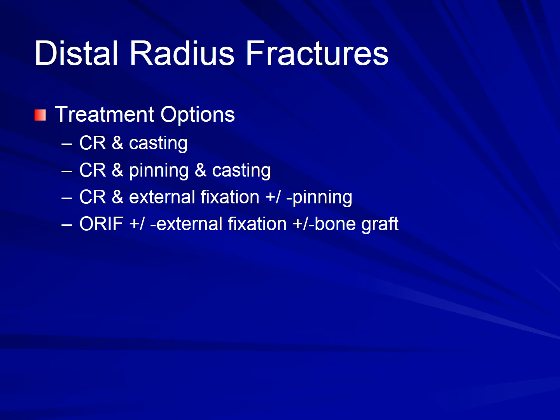As regards the management or treatment of the distal radial fracture, the treatment options include closed reduction and casting, closed reduction, pinning and casting, closed reduction and external fixation with or without pinning, and open reduction and internal fixation with a T-shaped plate. Sometimes we need to do a bone graft for certain fractures to compensate for the impaction or collapse at the site of fracture.